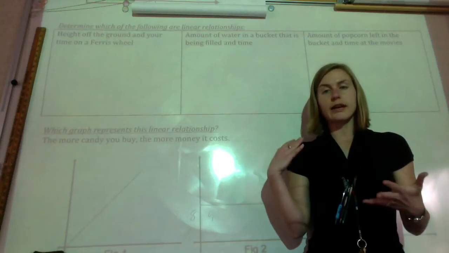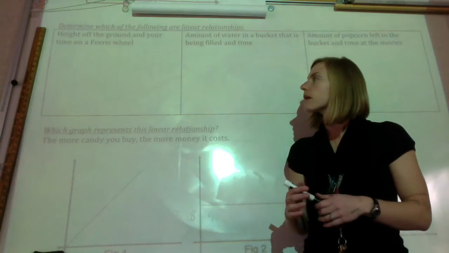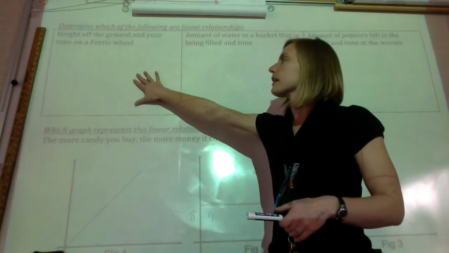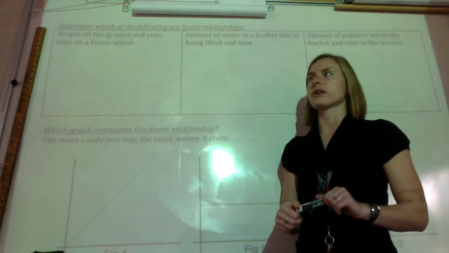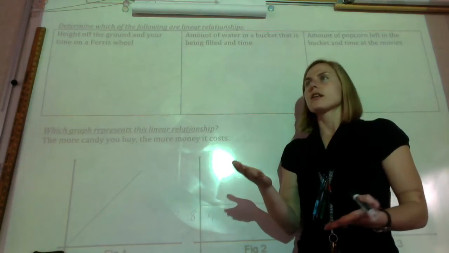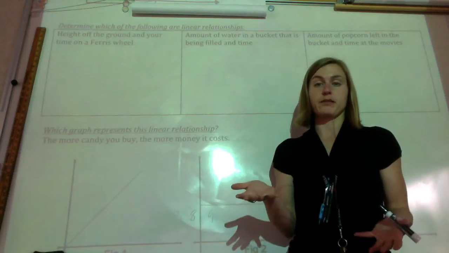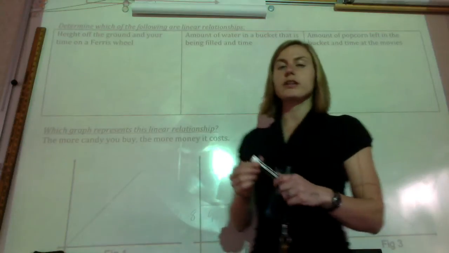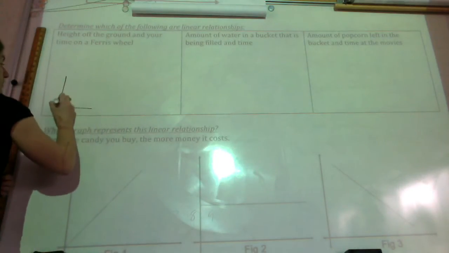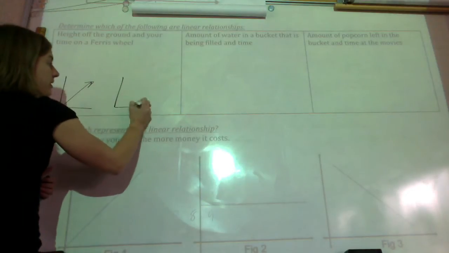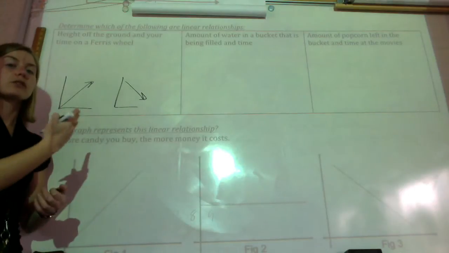Well, let's take a look at some examples of situations and decide for ourselves if it would be a linear relationship. So this first example here is height off the ground and your time on the Ferris wheel. So we're trying to see if your height is always going to be a linear relationship with the amount of time you spend on a Ferris wheel. So essentially, could we draw some sort of linear graph with that? So maybe it's positive or maybe it's negative. Can we draw some sort of linear graph that goes along with this situation?